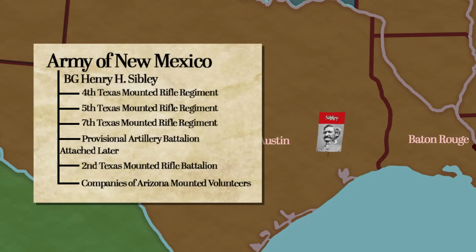As Canby gathers his forces in the New Mexico territory, Brigadier General Sibley raises the 4th, 5th, and 7th Texas Mounted Rifle Regiments, along with 3 batteries of artillery to serve in his newly minted Army of New Mexico. Recruited predominantly from southeastern Texas, horses and equipment are a problem from the start.